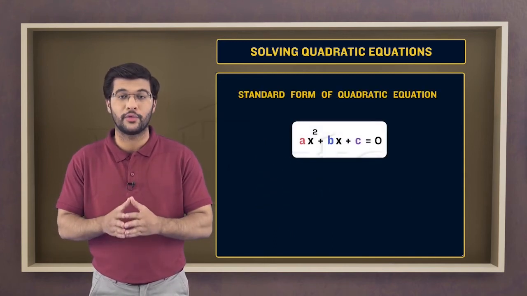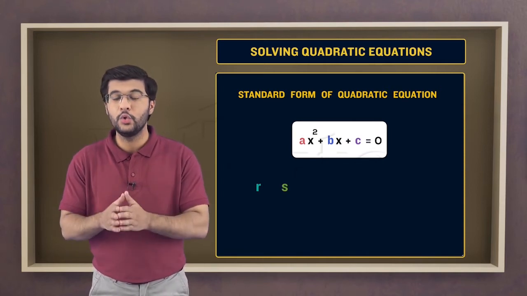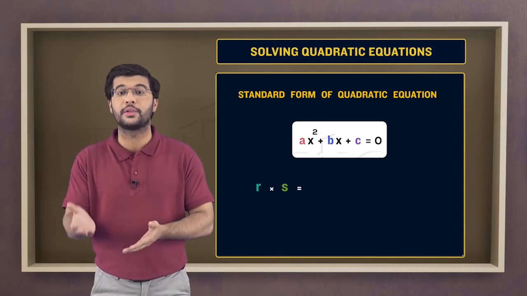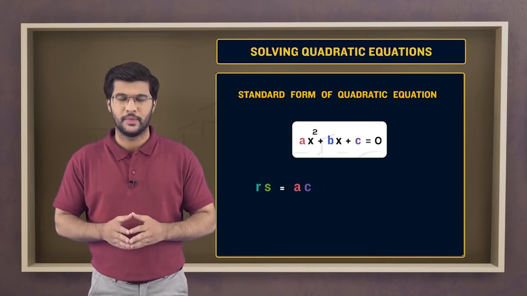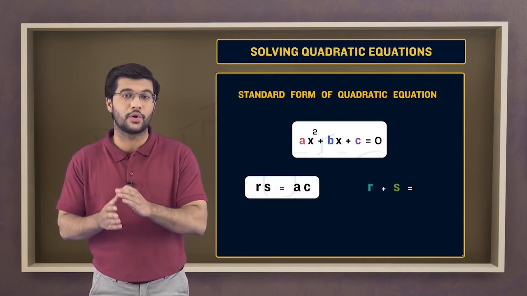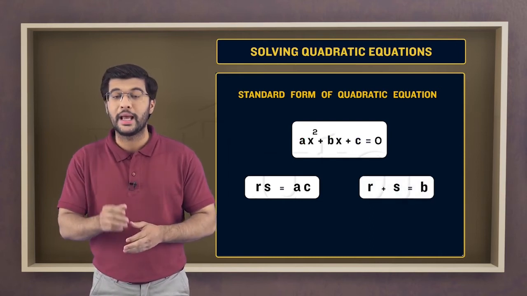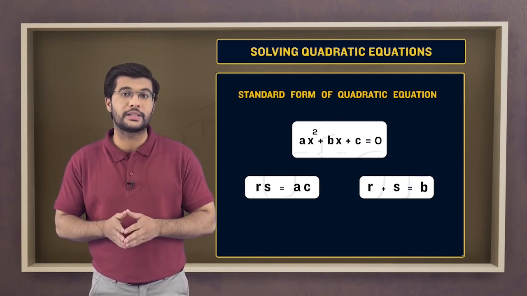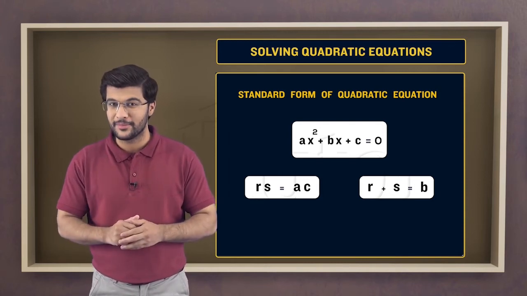Consider the standard form of a quadratic equation. Here, let r and s be two numbers which, when multiplied together, are equal to the product of the first term's coefficient a and the constant c. And when we add r and s, the result should give us the middle term's coefficient b. So if you think about it, we can write b as the sum of two factors, r and s, which leads to the factorization of the whole quadratic equation. Want to see all of this in action?